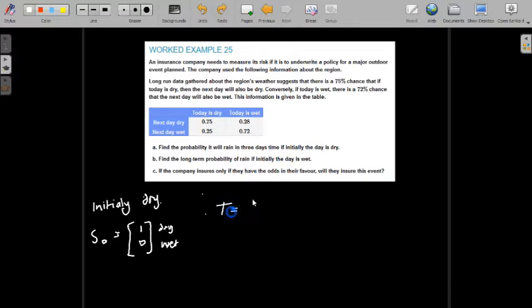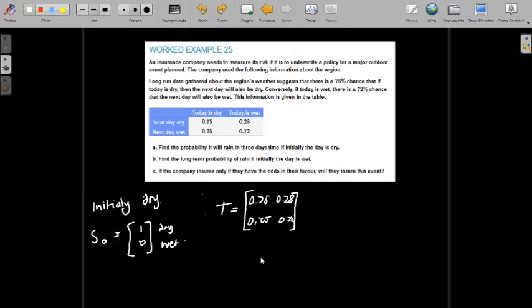Need to work out our transition matrix. And our transition matrix is basically these numbers in here. Just check our rows and columns are the same. So we've got dry on the top, wet on the bottom, so that's good. And dry and then wet, so that's all good. If they were the other way around, we'd have to change it, which is why I chose dry and wet. So just fill in those numbers in there.